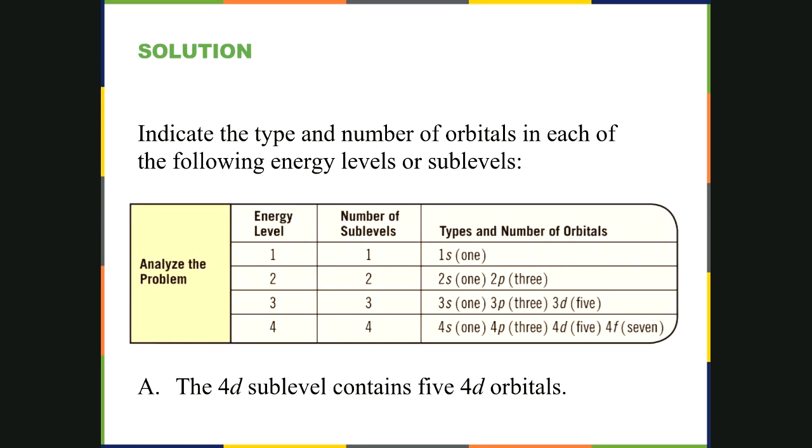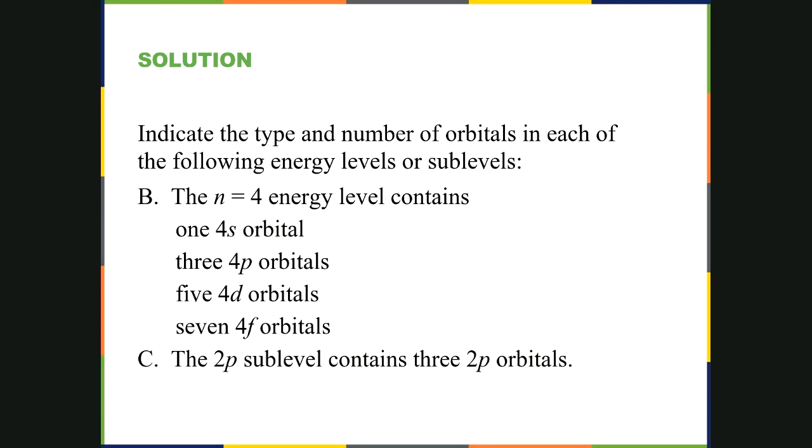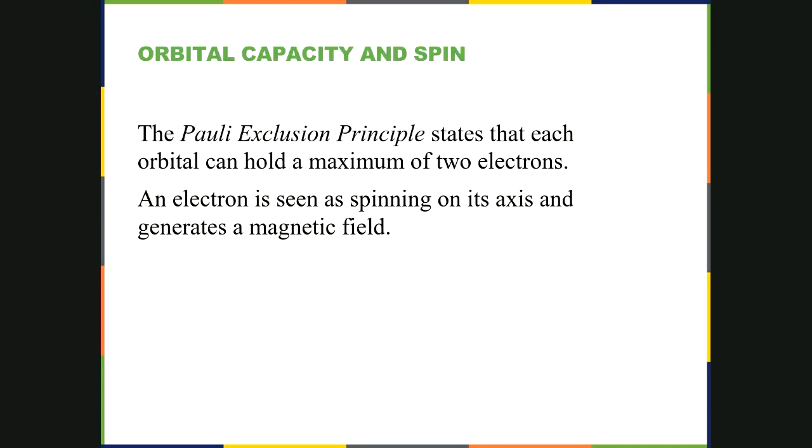Okay. Usually when we talk about energy level, that's just another word for the principal quantum number. And the sublevel refers to the number of possible shapes within that energy level. So in this case, with the 4d sublevel, we have five 4d orbitals. Okay, so I think this all makes sense.